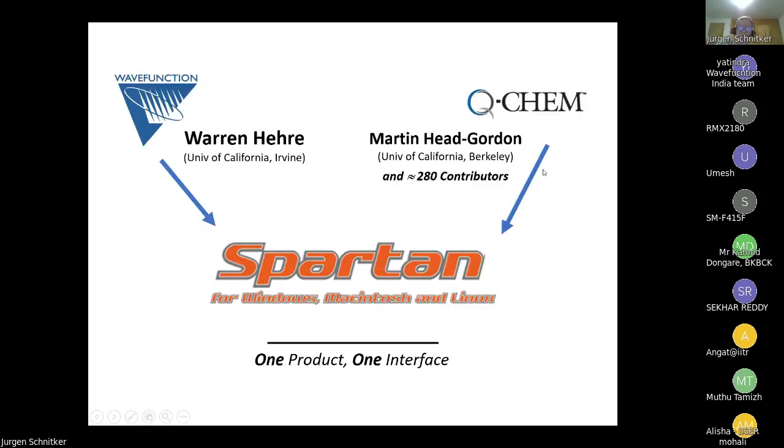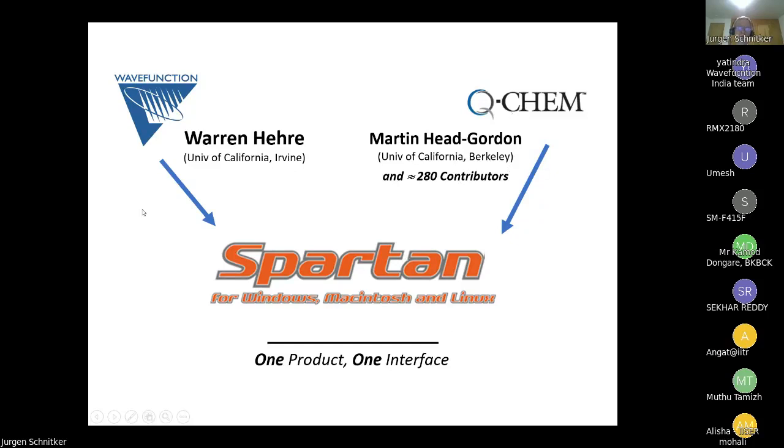So, two more slides on what is the essence of Spartan. Spartan is actually a collaborative product from two companies. One company is Wavefunction, founded by Warren Hehre, who is the CEO to this day. The other contributor is a company called Q-Chem that John Pople was also associated with before he unfortunately passed away. Now basically the scientific head behind all this is Martin Head-Gordon at the University of California, Berkeley. And there's a ton of contributors.